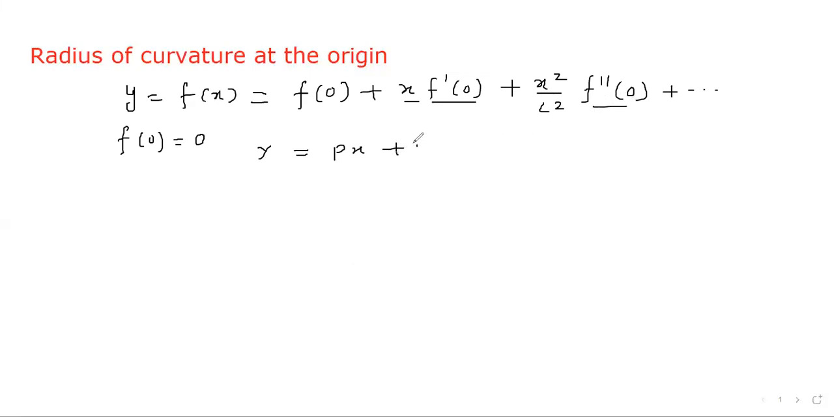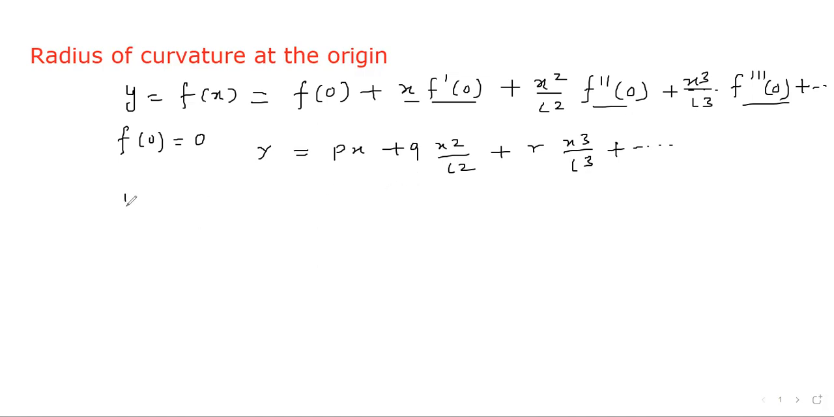So this will become q times x squared by factorial 2 plus the next third derivative, x cubed by factorial 3 times f'''(0). If we write this as r, so r times x cubed by factorial 3 and so on. So here, as I told you, f'(0) is equal to p, f''(0) is equal to q. Similarly, f'''(0) equal to r and so on.